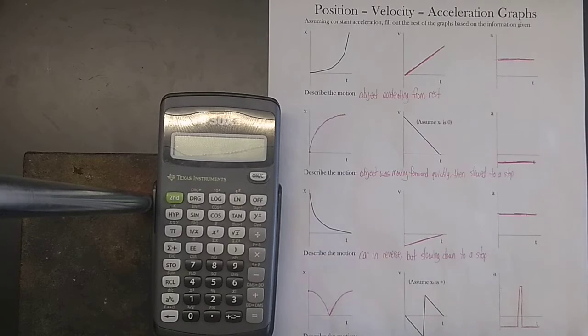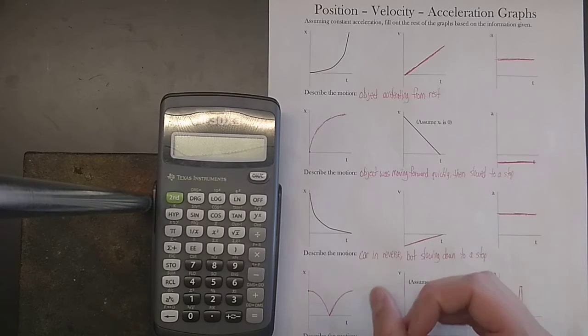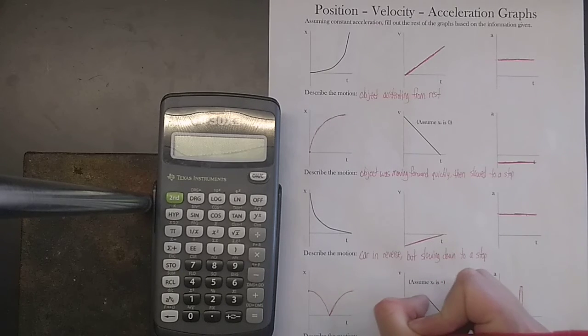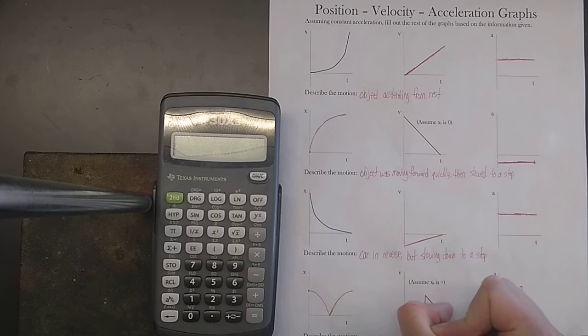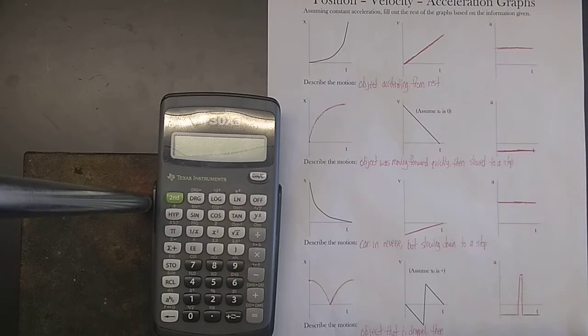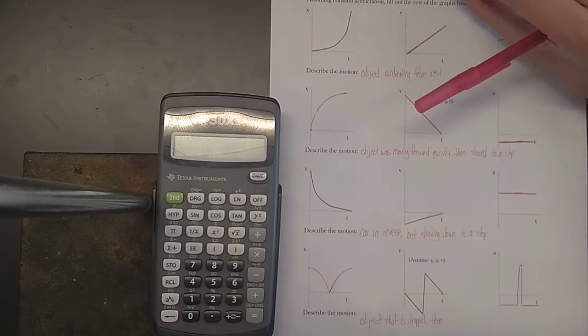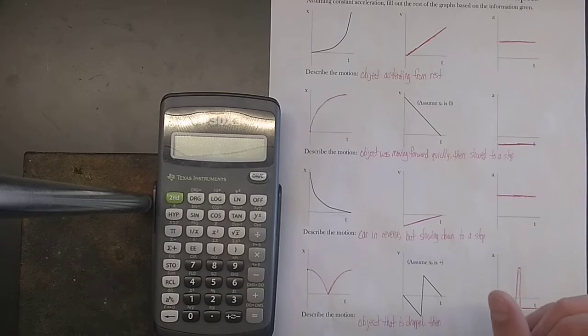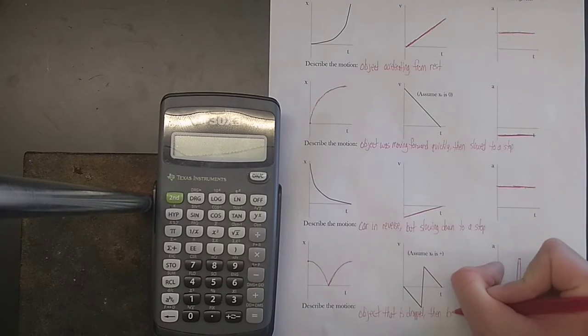Okay. Now, what would this motion be? I think that this motion could be an object that is dropped and then bounces back up. I apologize, I'm not showing enough of that. And then bounces back up.